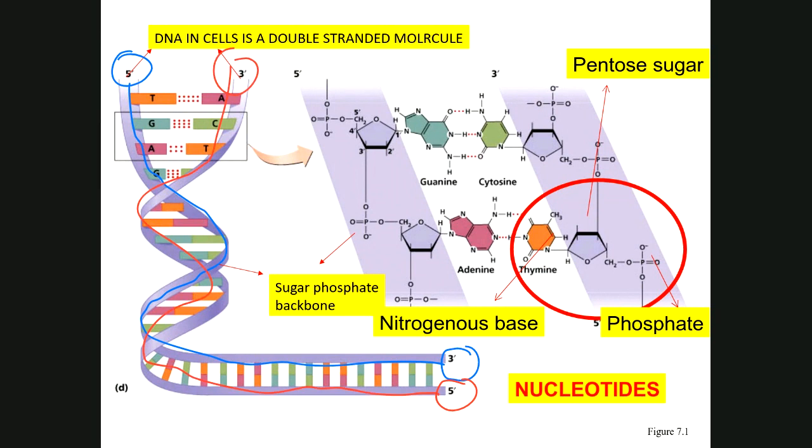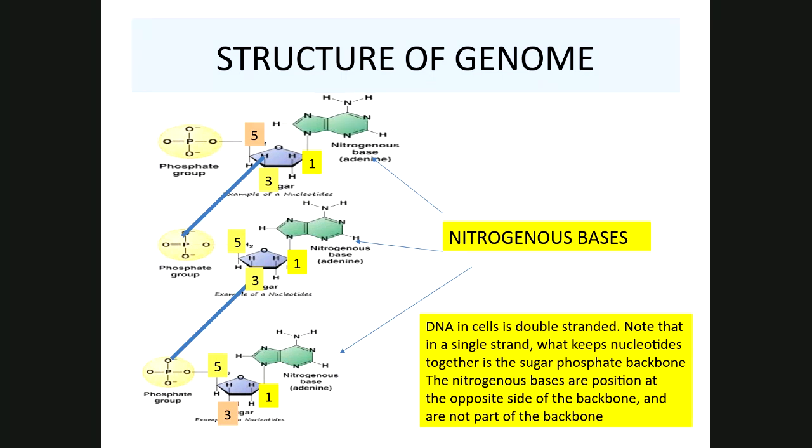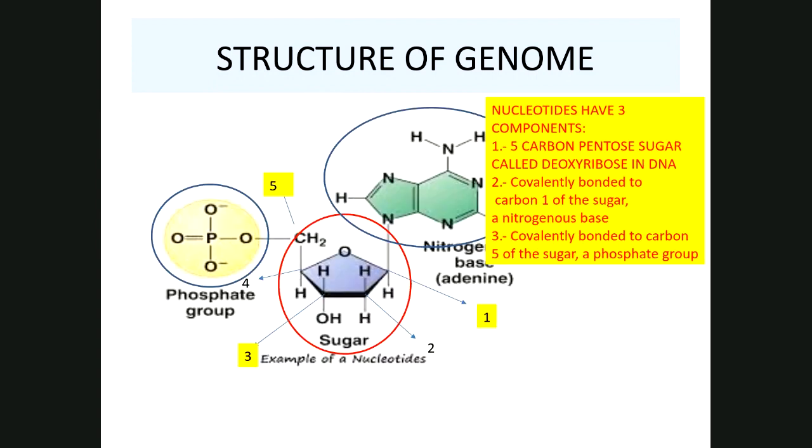The reason why these 2 strands have to be going in opposite directions is because the nitrogenous bases, which are attached to carbon number 1, have to be facing each other. So let me go back here and remind you what the carbon number is. We start counting the carbons clockwise from the oxygen. So this is number 1. This is number 2. This is number 3. This is number 4. And number 5 is outside the ring.